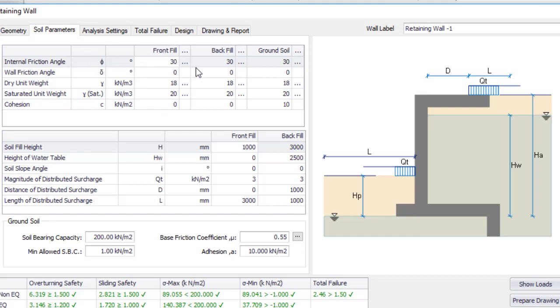So let's say I have a sand. Okay, my sand is sandy, that is, it is a non-clay. So the angle of friction, the frictional angle, I'll just use 30 degrees. But if you are using a clay, you can put the angle of friction to be 0. That will tell you that this is a cohesive soil.